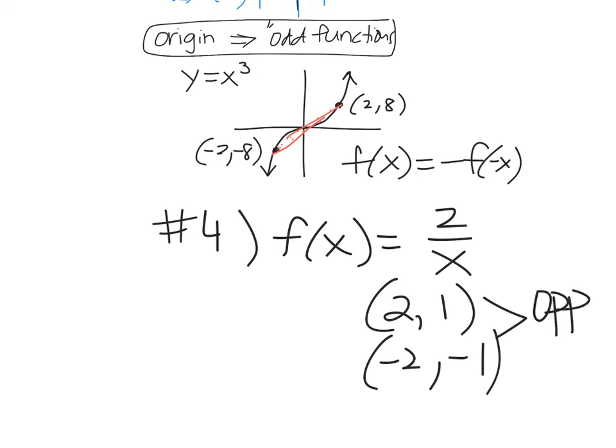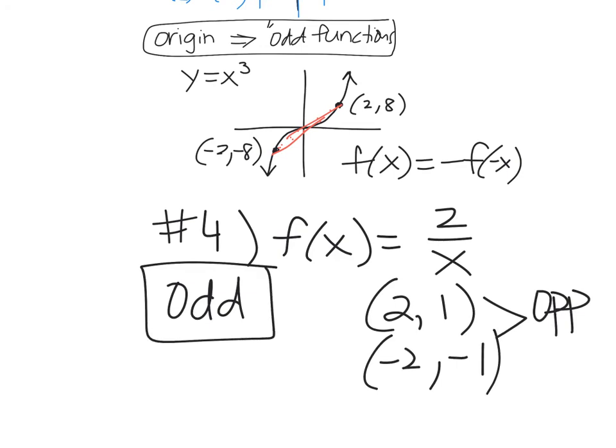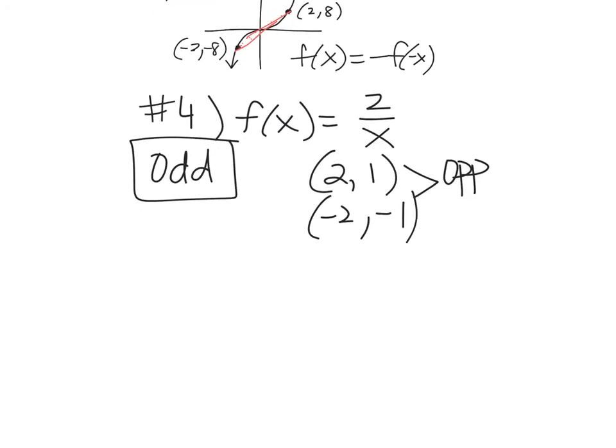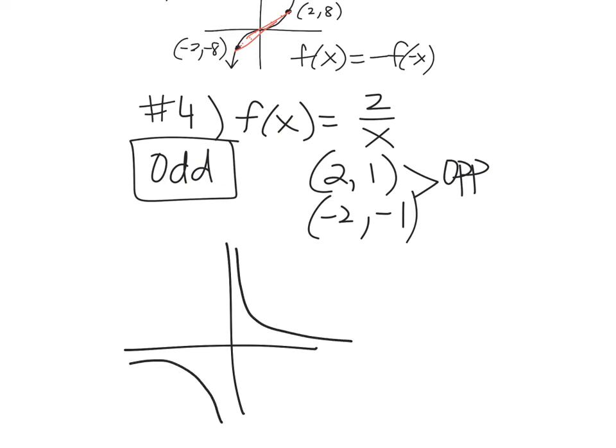This is definitely a what? Odd function. It's odd. And you can tell, I mean, saying something symmetric over the origin is kind of weird, but it's symmetric across this way. All these points are symmetric across the origin. All right, last part.